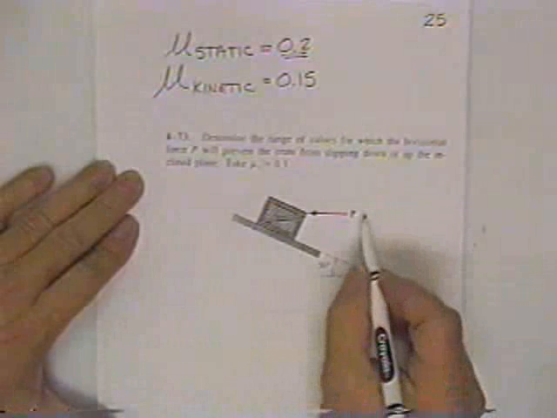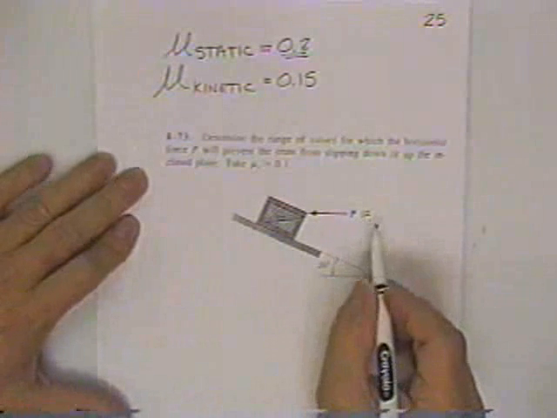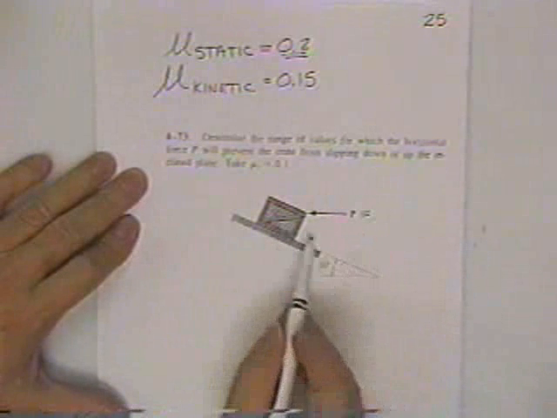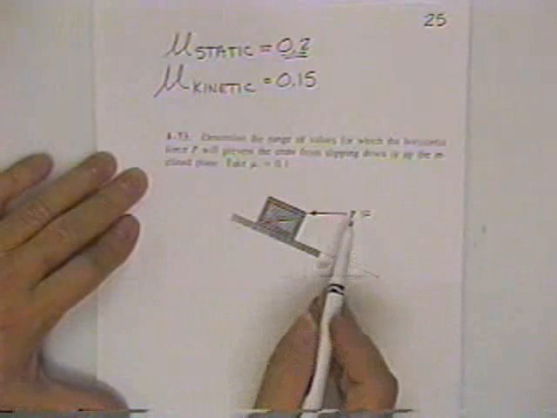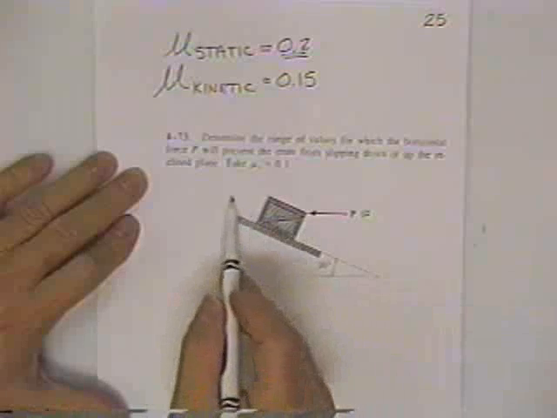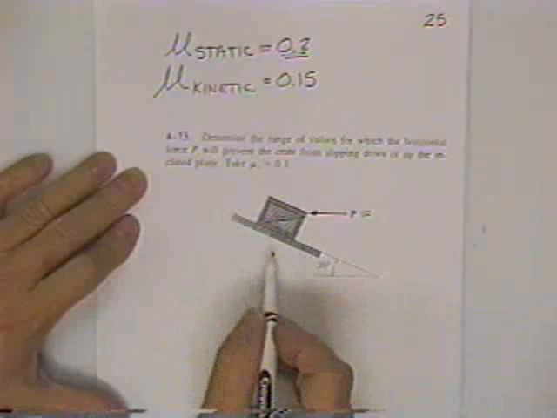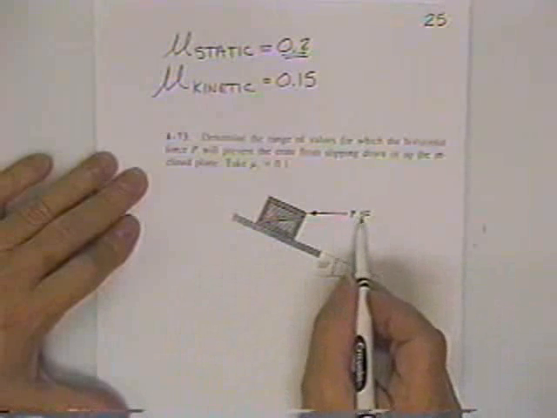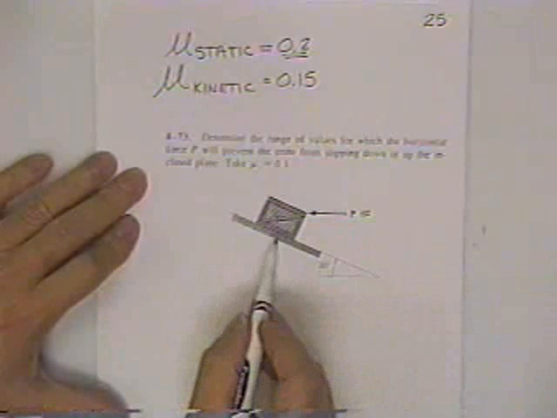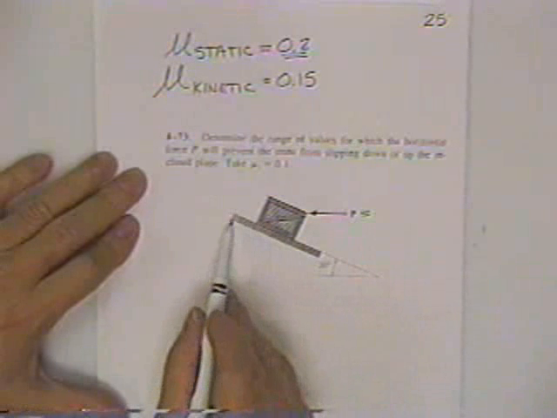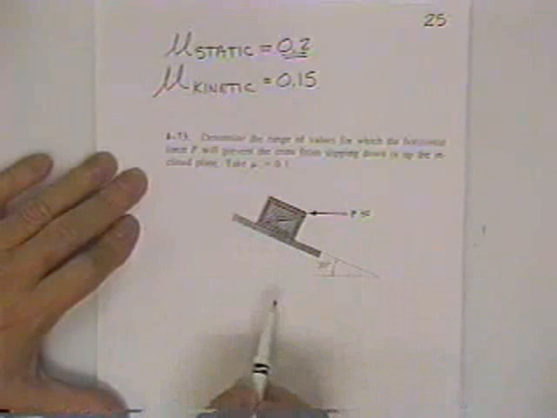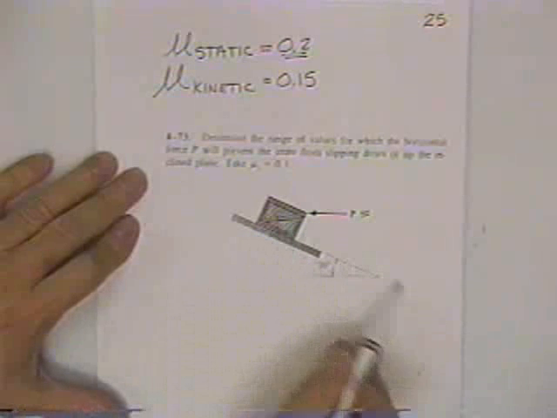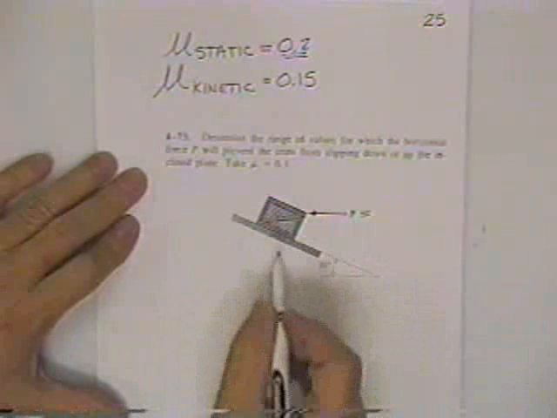Now this problem asks what value of P would be necessary to keep the crate from falling backwards and killing the guy, and also how big would P have to be to push it up the plane. Let's first answer the question, how hard must you push to keep the thing from sliding down? As you might imagine, if this was an ice sheet with a 0 coefficient of friction, then probably the thing would just fall right down. You'd have to push on it pretty good.